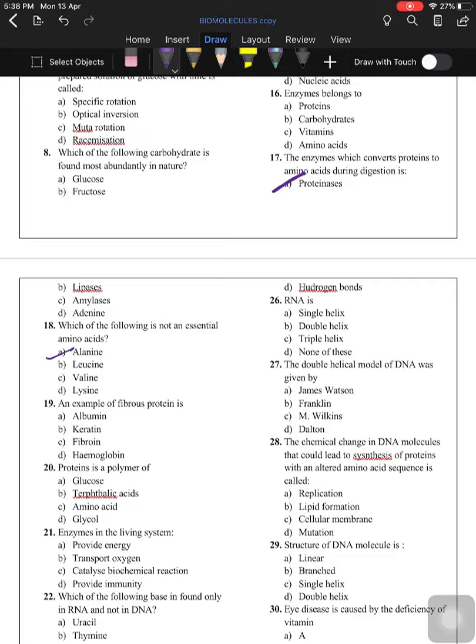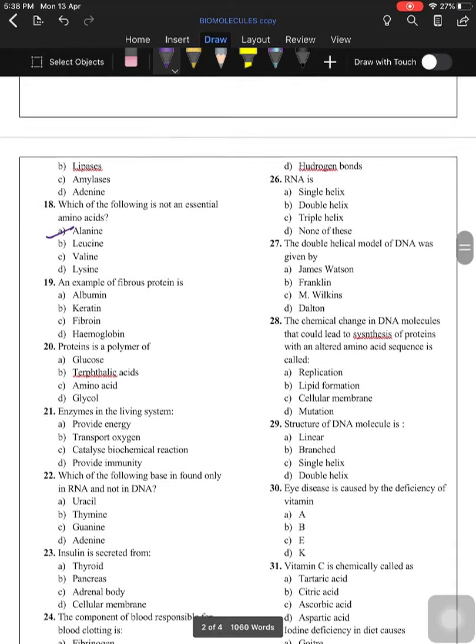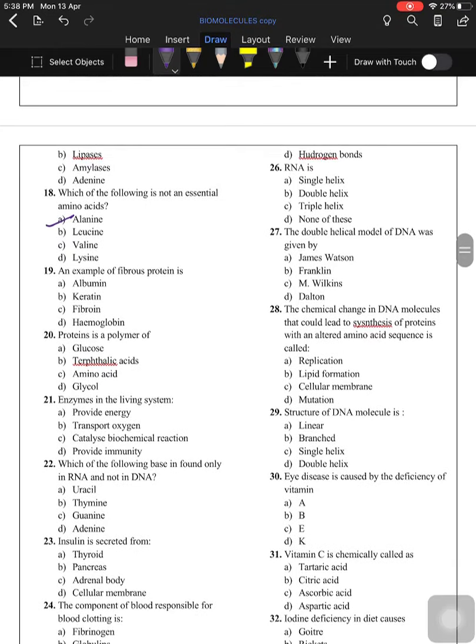Moving on to the next question. They have given an example of fibrous protein. The proteins are actually of 2 or 3 types. One you call a globular protein. Second one is a fibrous protein. Third, you can further classify them as water soluble and water insoluble. They are under the classification of that one. So here, a fibrous protein is keratin, which is called a fibrous protein.